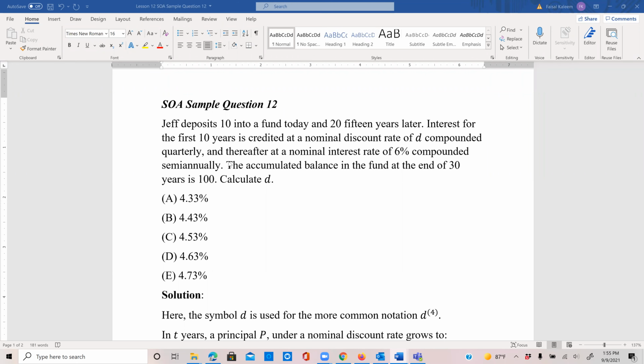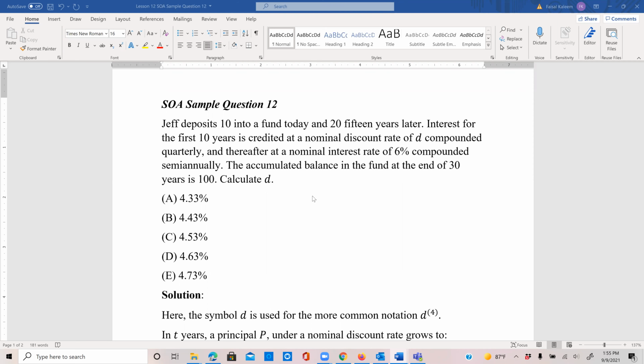Jeff deposits 10 in a fund today and 20, 15 years later. Interest for the first 10 years is nominal discount rate of D compounded quarterly, and thereafter nominal interest rate 6% compounded semi-annually. Accumulated balance at the end of 30 years is 100, calculate D.